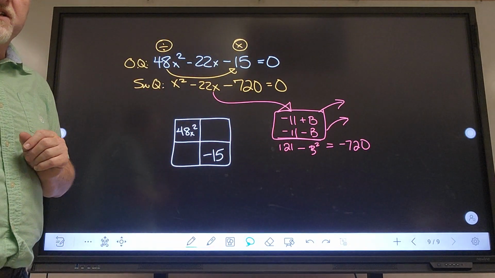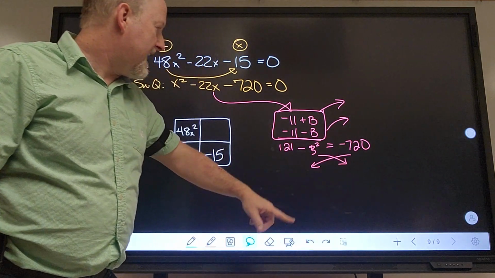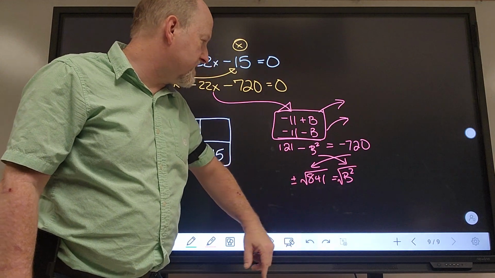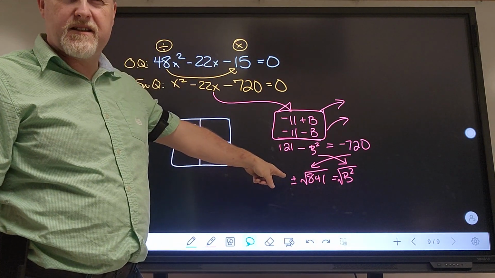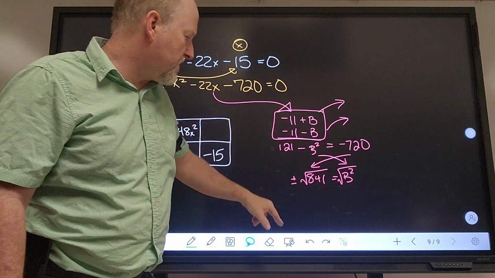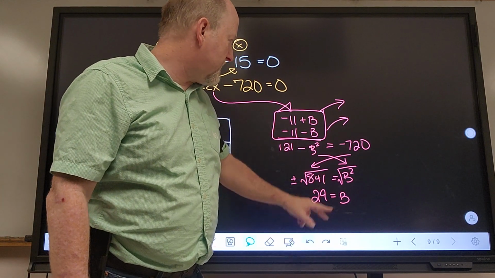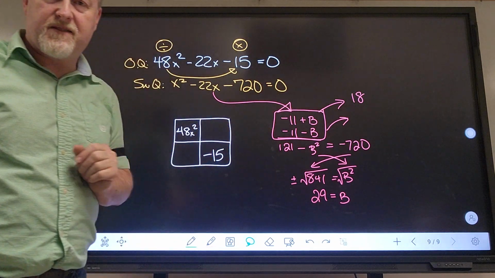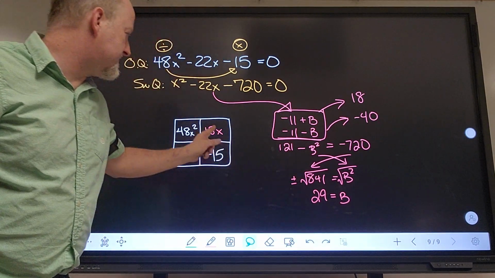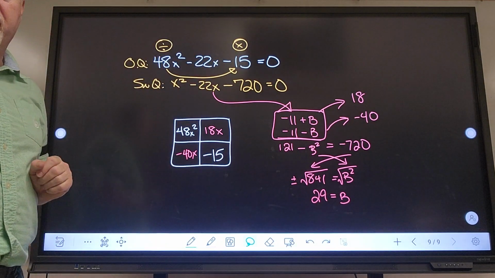Difference of perfect squares pops right out here. And we're just going to solve this by moving two terms. We get 841 is b squared, so square root. You should always think positive or negative, but it doesn't matter because when you plug them in here, you're going to get both cases regardless. So b is 29, which gives us the top halvesy is 18. The bottom halvesy is negative 40. And that immediately tells us 18x and negative 40x over here.